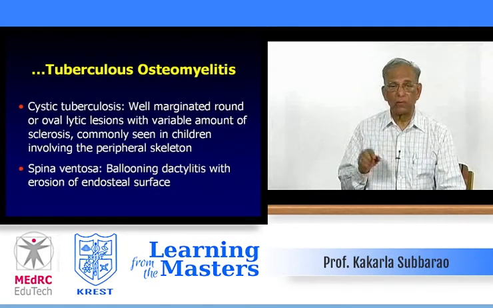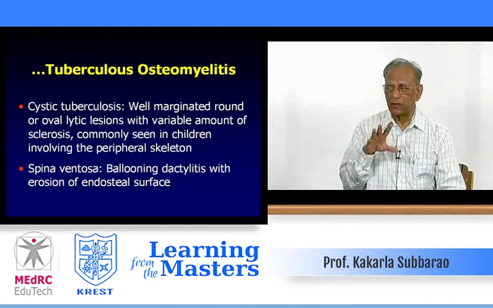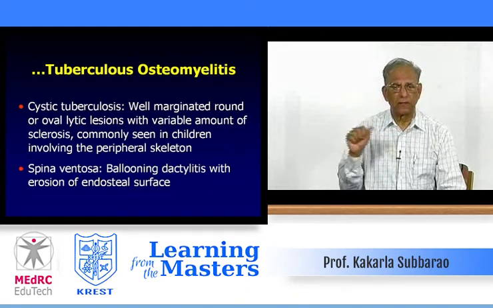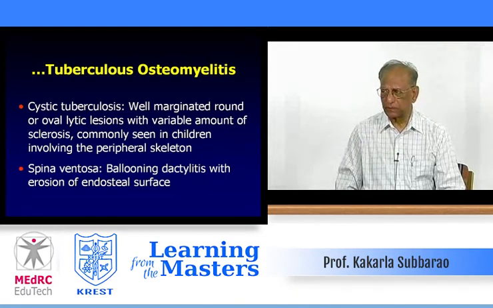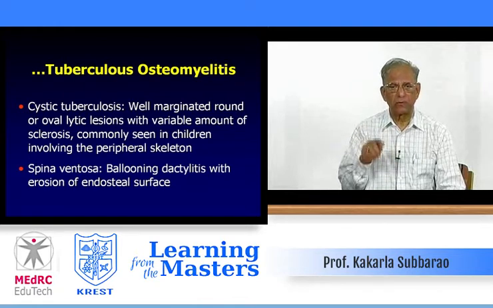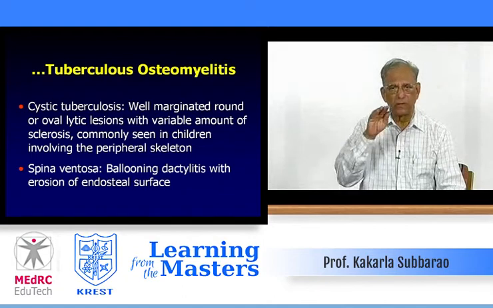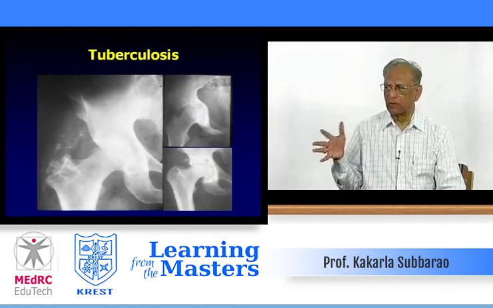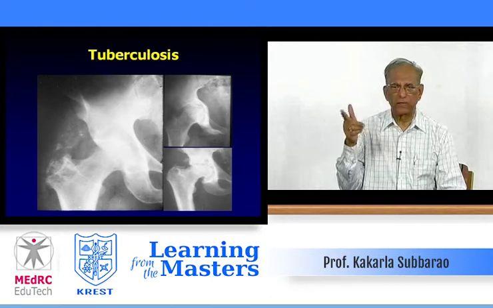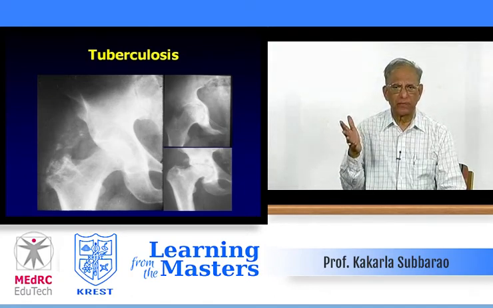Cystic tuberculosis, well marginated, round or oval lytic lesions with variable amount of sclerosis, again, commonly in children involving the peripheral skeleton. You have seen earlier the bones of the hands. Spina ventosa, there is a special form of tuberculous dactylitis, ballooning dactylitis with erosion of endosteal surface. Tuberculosis of the hip, various forms, for example, calcification in the gluteal region with erosion of the greater trochanter. Whenever you see a film like this, it must be tuberculosis, nothing else.